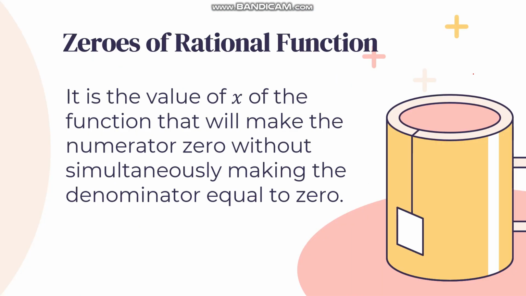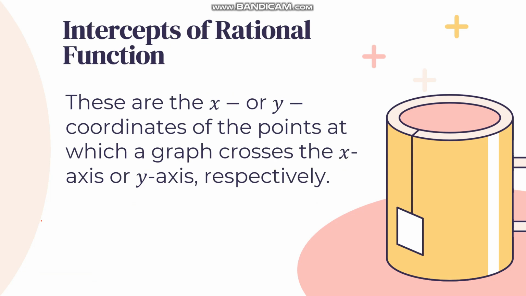Now we have what we call the zeros of a rational function. It is the value of x of the function that will make the numerator 0 without simultaneously making the denominator equal to 0. So this means we're trying to identify values of x, or our input, that will make our output equal to 0, or that will make our function equal to 0. But take note, the denominator again should not be equal to 0, because if it makes the denominator equal to 0, then it's not considered a zero of the rational function.